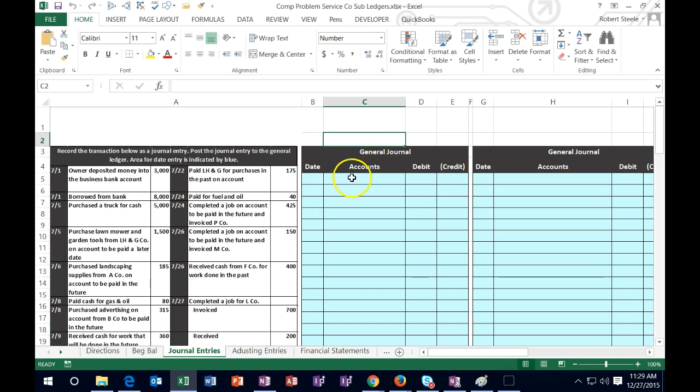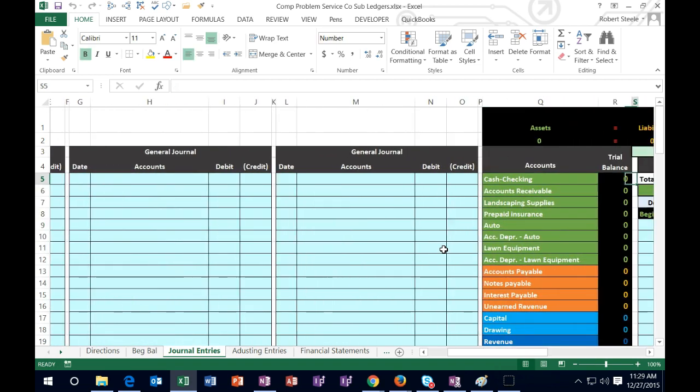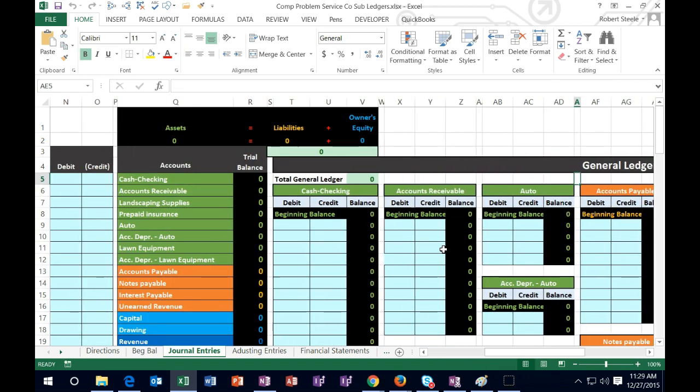The information for this problem will be on the left-hand side. We're going to enter that information into the blue areas. In this case, the general journal will be here. Then we're going to scroll over here and put that information into the general ledger.